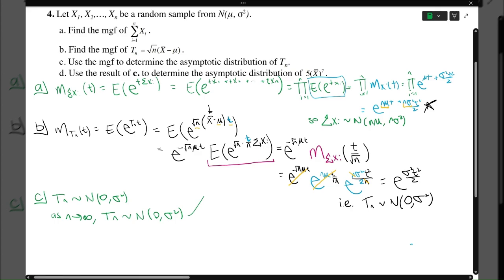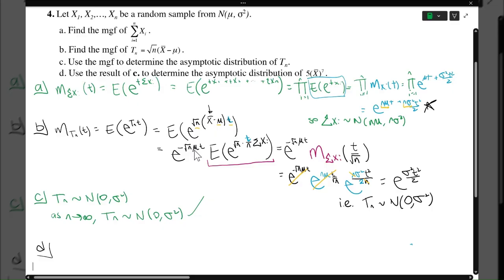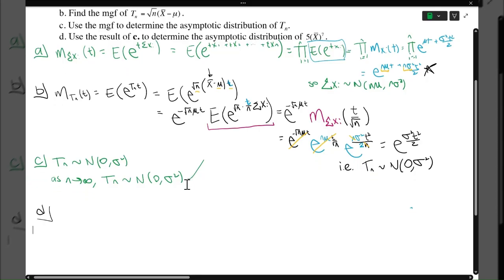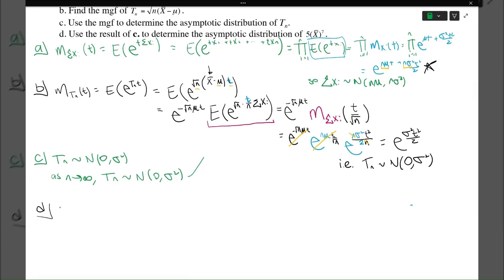Part D. Use the result of C to determine the asymptotic distribution of 5 x bar to the 7th. So in this case, even though we have exact, we also want to exploit it because we see a function and we want to use the delta method, right? If it is true that T sub n is exactly this, it is also true that T sub n, which is this, approaches normal 0, sigma squared because it's already there.